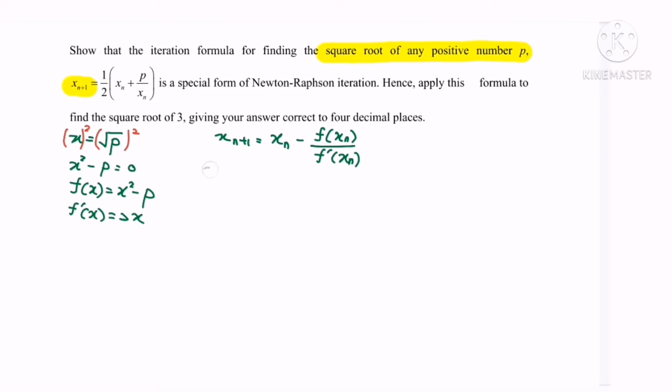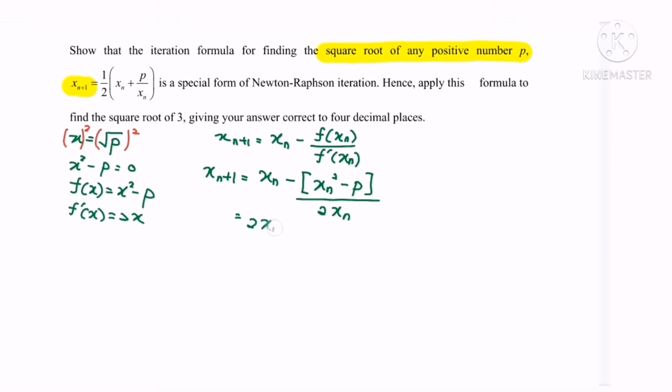Given the situation, x sub n plus 1 is equal to x sub n minus the function f(x), where we will have x squared minus p. So the x squared will be x sub n squared minus p, over f prime bracket x sub n. So in here we have 2 multiplied with x sub n. What we have to do now is to equate the denominator. So here we have 2 multiplied with the x sub n.